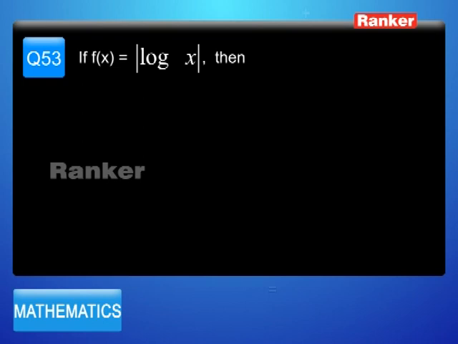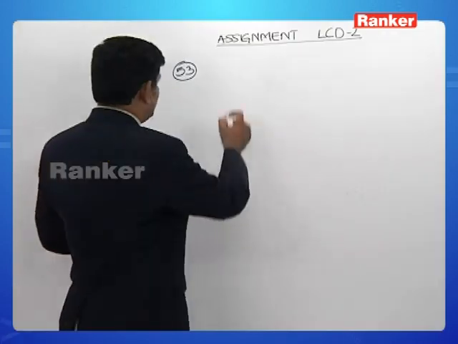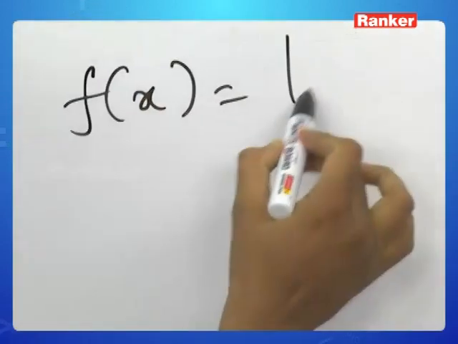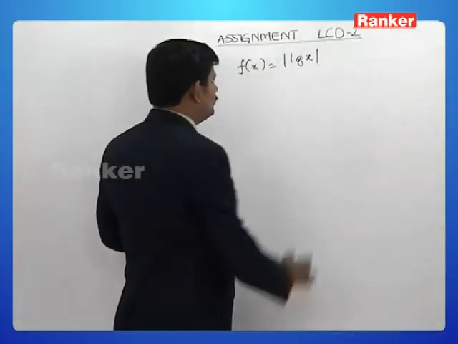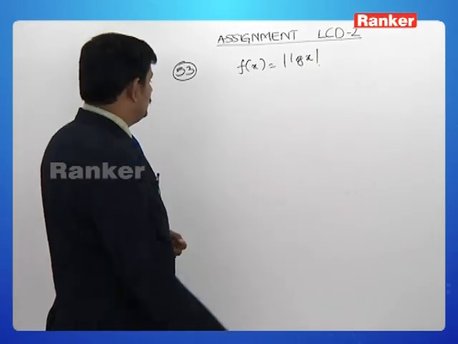Next question. If f of x is equal to mod log x, then option A, f dash of 1 plus is 1, f dash of 1 minus is minus 1, f dash of 1 is 1, and option D, f dash of 1 is minus 1. So, we need to check whether the left hand derivative at 1 is 1 or the right hand derivative at 1 is minus 1, or the derivative at 1 is 1 or minus 1. For the function f of x equal to mod log x, we need to check differentiability of f of x at x equal to 1.